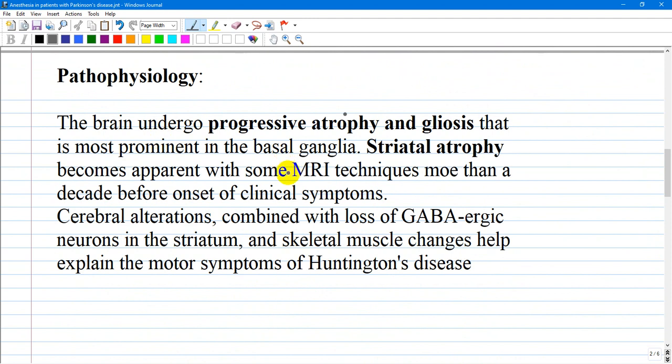Atrophy and gliosis are most prominent in the basal ganglia. Striatal atrophy becomes apparent with some MRI techniques more than a decade before onset of clinical symptoms. So if you are doing MRI by chance without any symptoms, you can detect it if you have, of course, Huntington disease. Cerebral alterations combined with loss of GABAergic neurons in the striatum and skeletal muscle changes help explain the motor symptoms of Huntington's disease.